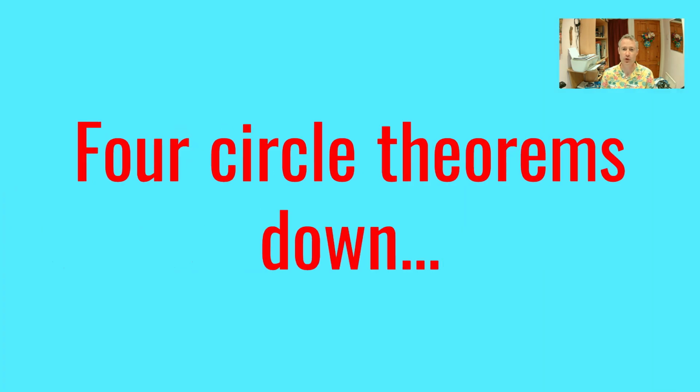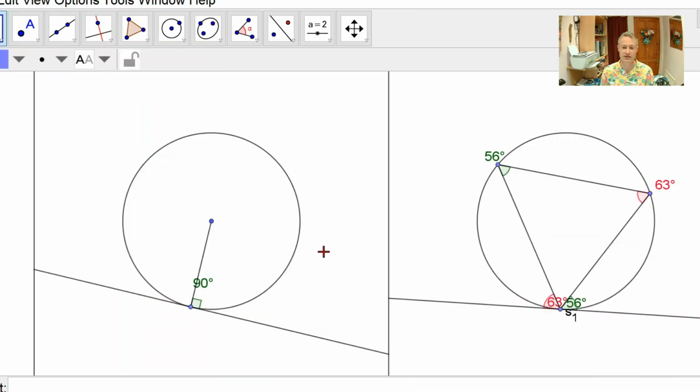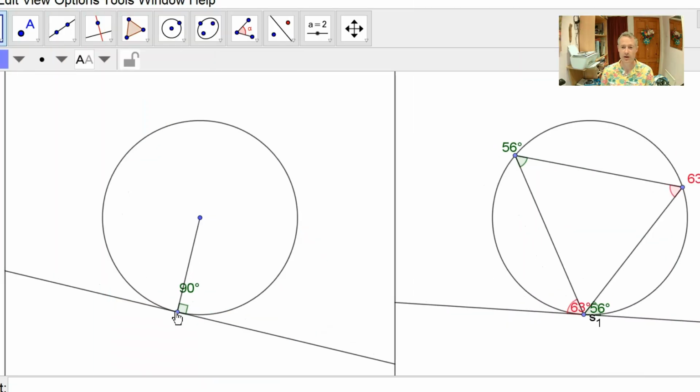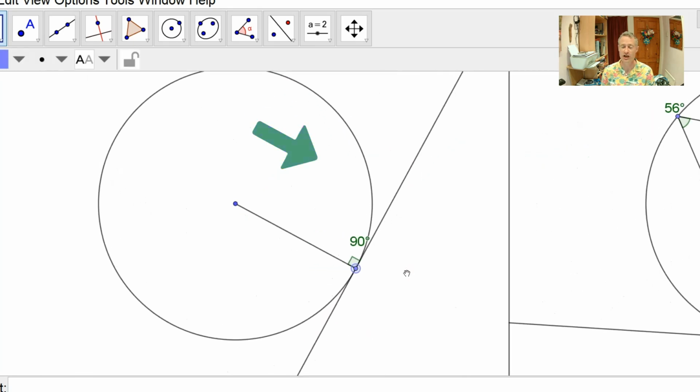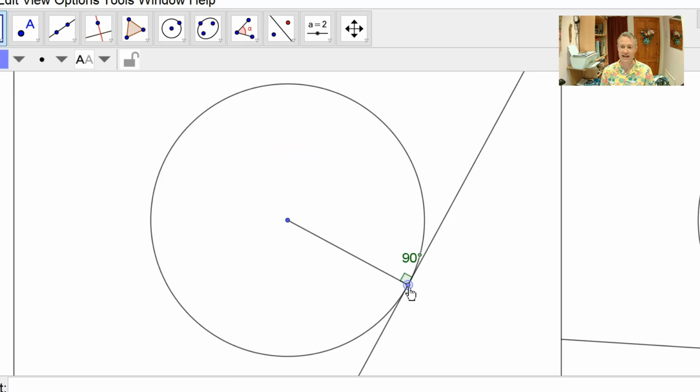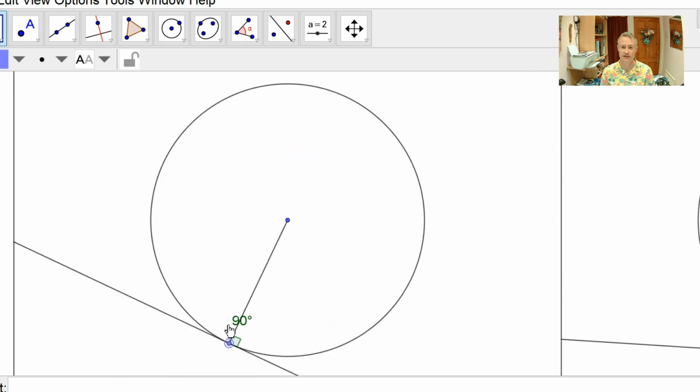That's the first 4 of our circle theorems. Let's move on to tangent meets radius at 90 degrees. This line here is a radius joining the center to a point on the circumference, and this long straight line here is a tangent. It's a straight line which just touches a circle. So tangent meets radius at 90 degrees.